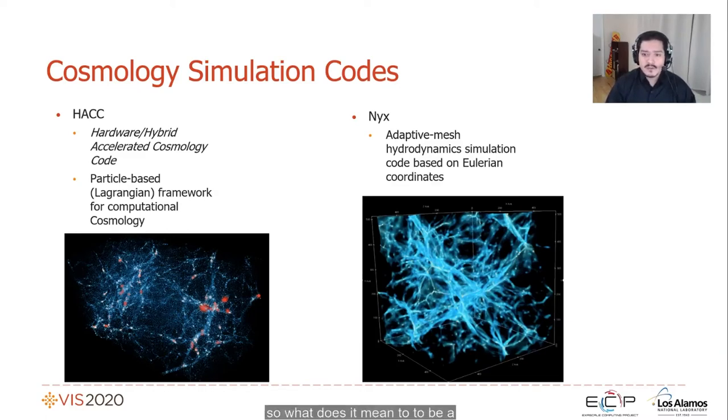So what does it mean to be a Eulerian versus Lagrangian code? A Lagrangian point of view is a way of simulating the point of view of an individual particle through space and time, while a Eulerian point of view is a way of simulating a location or region in space in which time passes. That's the fundamental difference between these two simulation codes. So the big question is, how do we compare these two different codes that produce different types of data sets, essentially a particle data set versus an AMR grid data set?